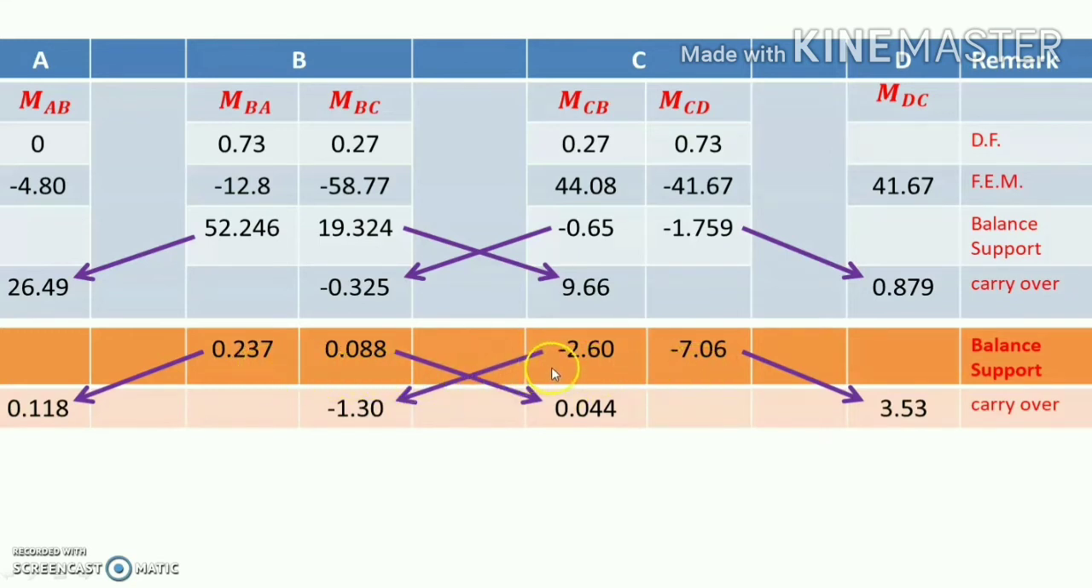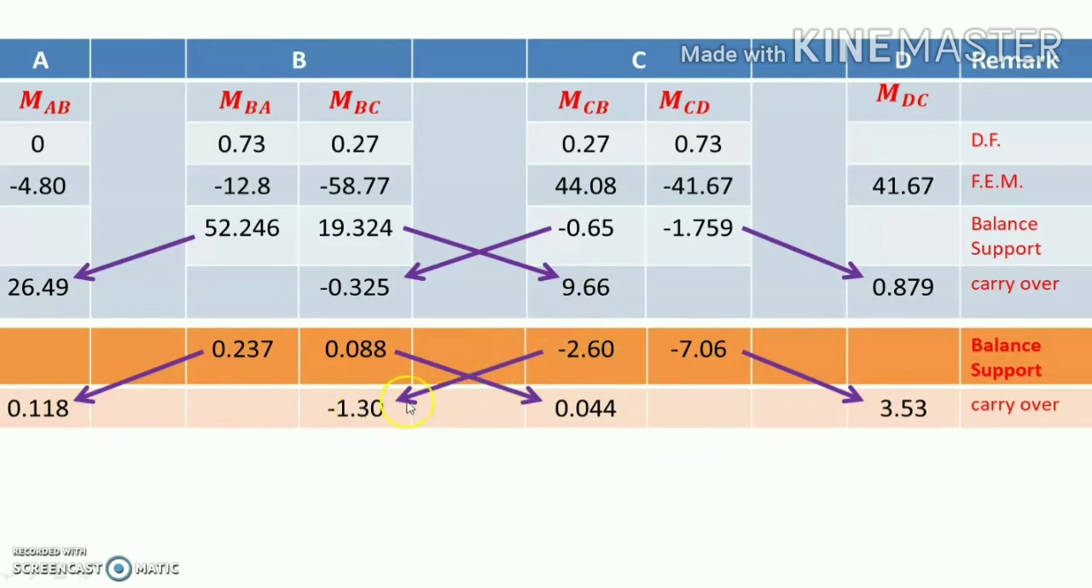So carryover to D, carryover to B, carryover to C and carryover to A. Half is the carryover always. So here the sign is the same, but the magnitude is half. So again these two supports become unbalanced. So again we have to balance the support B and the support C.